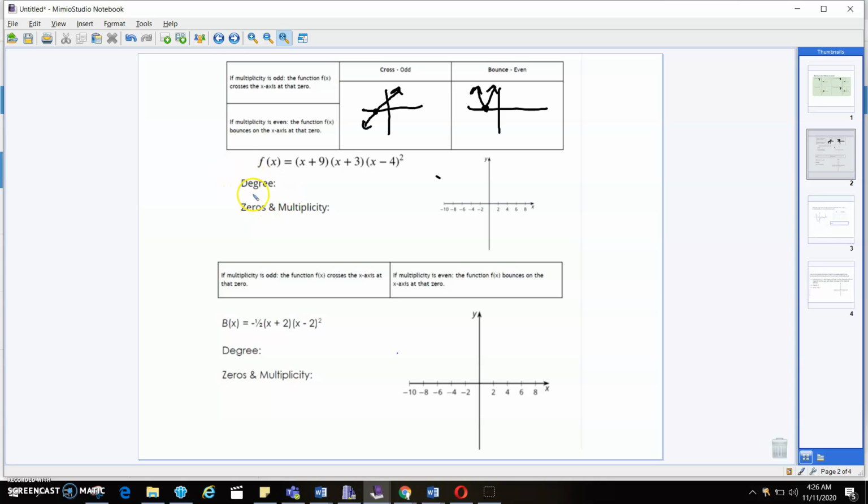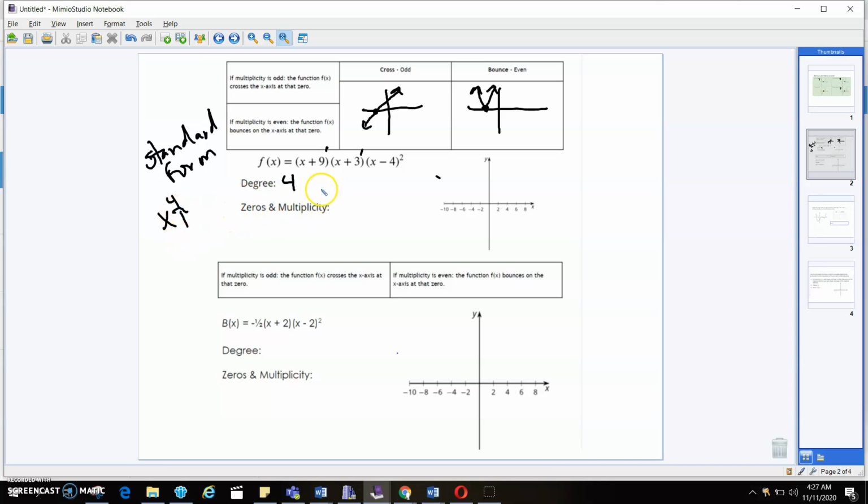Now, when you find the degree, if it's in factored form, so that means it has parentheses like this and you could multiply it out, you're adding up the exponents. So 1 plus 1 plus 2 is 4. If it was written out in standard form, that means it was in descending exponent order. This would have an x to the 4th as your leading term, or your highest degree. So that's also how you can tell.